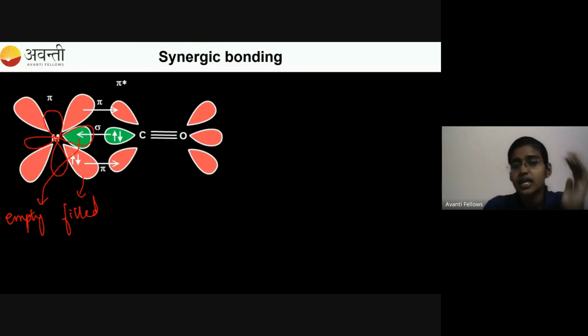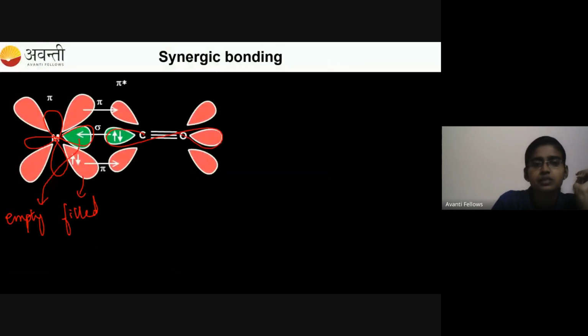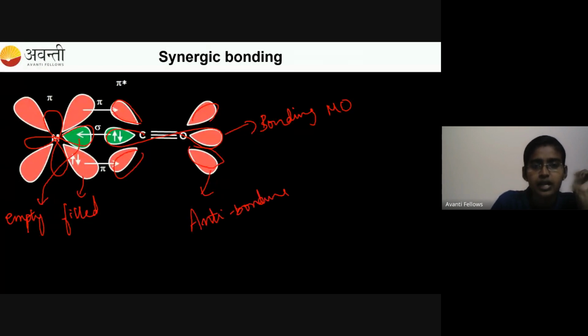One is called the bonding orbital and the other one is called the anti-bonding orbital. So this green color together is called the bonding molecular orbital. And the other one, the pink color, these two and these two, are called the anti-bonding molecular orbital.